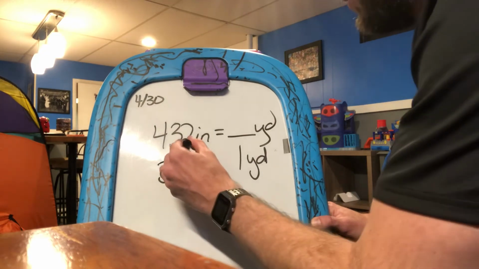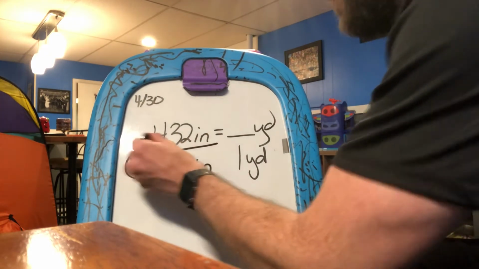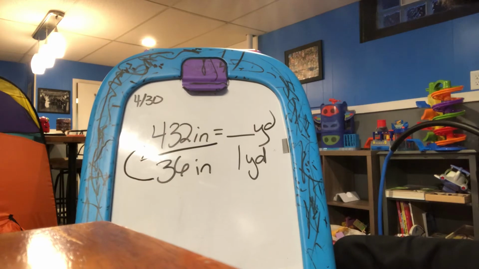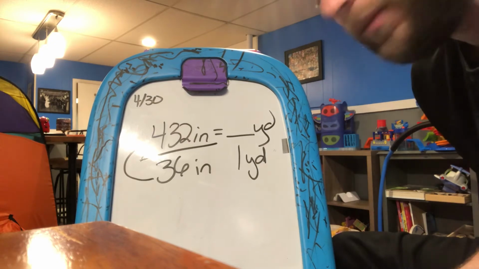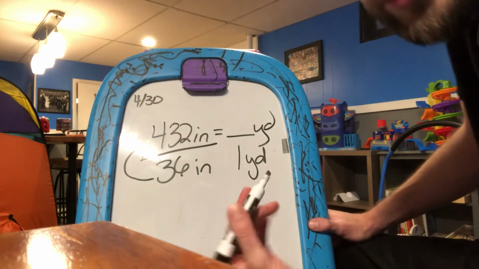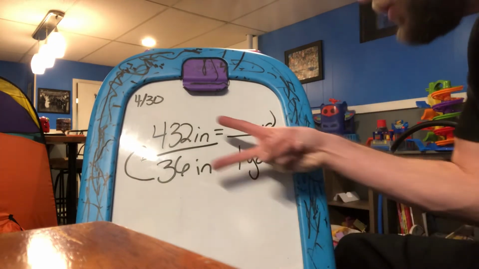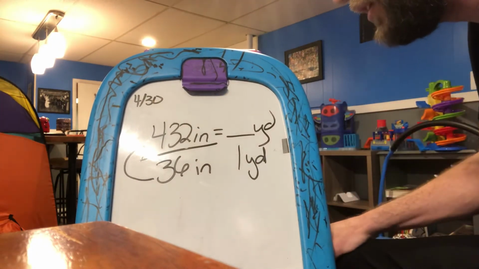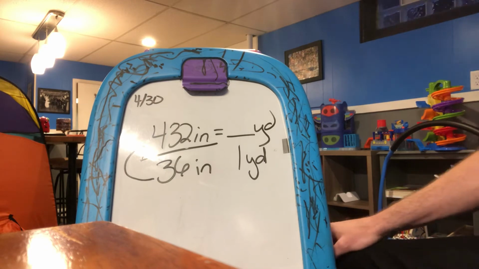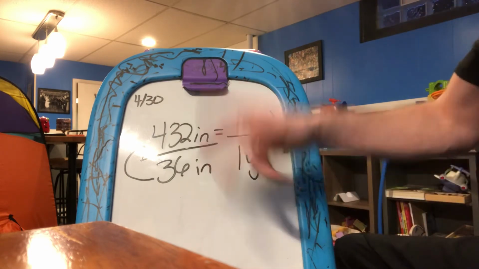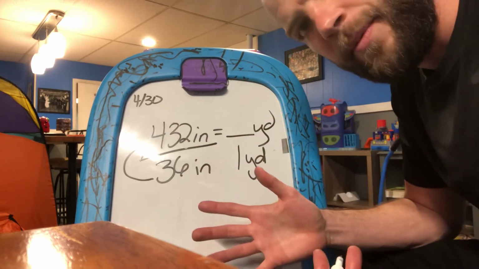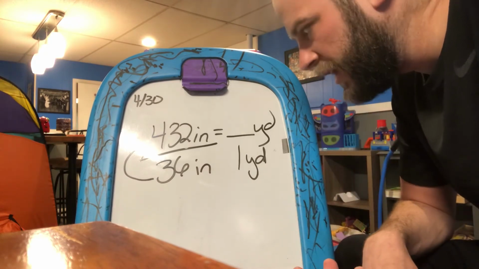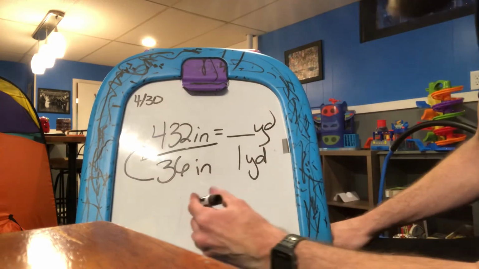Right? So we need to figure out how many 36s are in 432. That's a gross division problem, right? Well, what you could do if you're feeling crazy, you could reduce those first. They're both even. Cut it in half, cut it in half. Okay? They're going to be even again. Cut them in half, and then you have a lot easier of a problem. But I don't want to confuse you if you don't know that. So let me divide those bad boys.